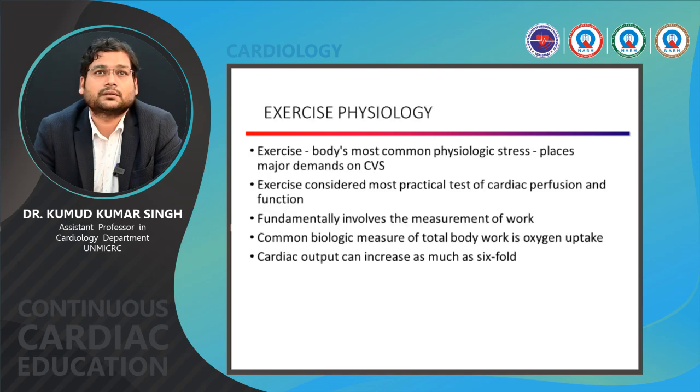In exercise physiology, exercise is the most common physiological stress that places major demands on the cardiovascular system, and it is considered the most practical test of cardiac perfusion and function. It fundamentally involves the measurement of work, and oxygen uptake is the surrogate marker of the total body work done. The cardiac output can increase as much as 6-fold.